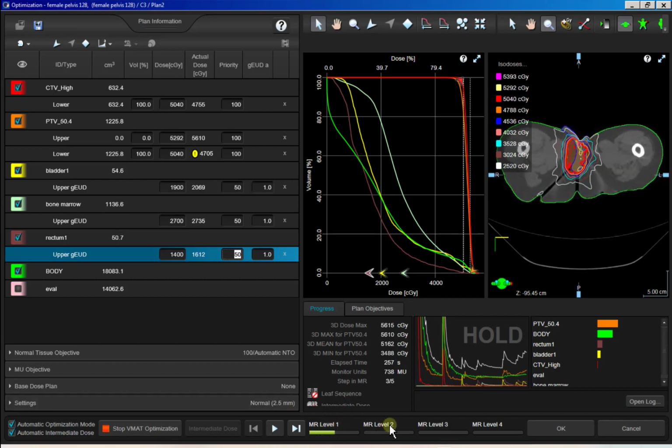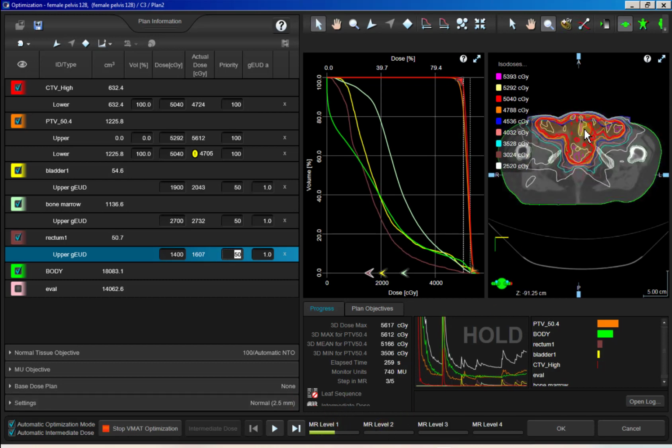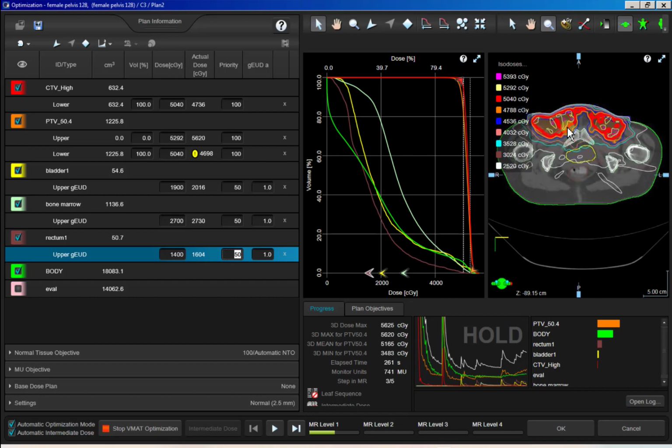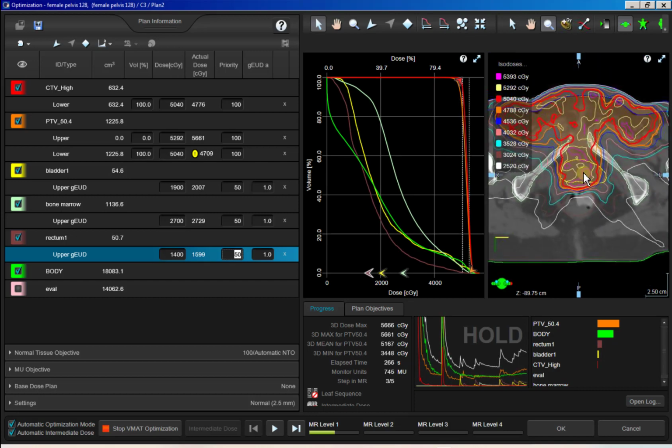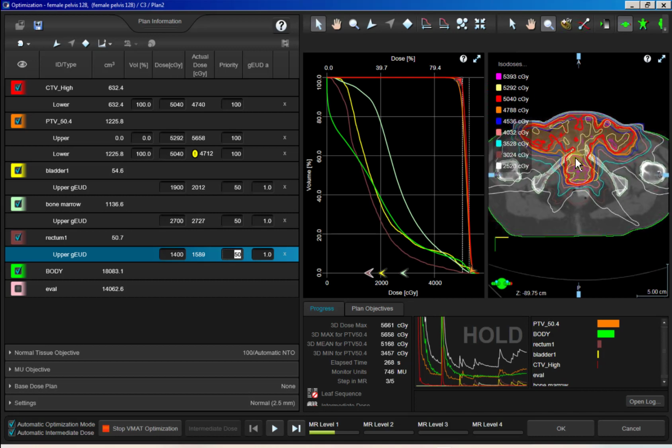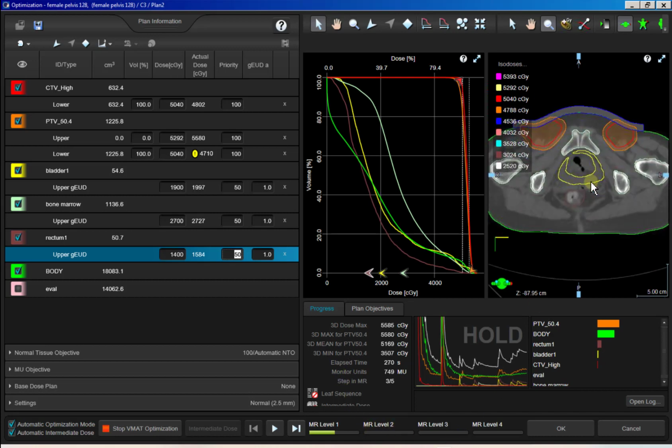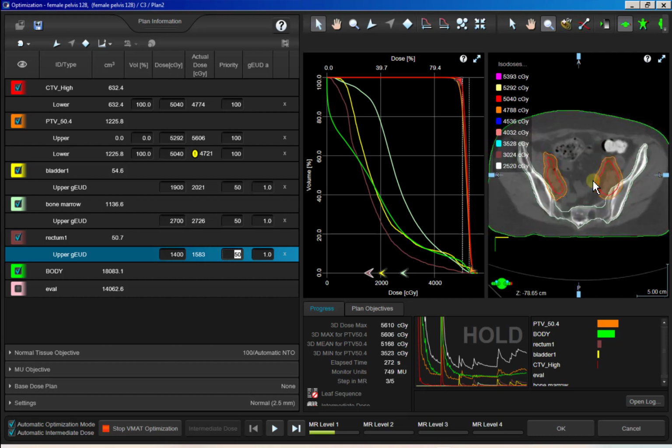So again, in level 1, even level 2, the dose inside your target is going to look all jaggedy. You're going to have all these holes. That's never something I worry about. It'll smooth itself out as we continue along.